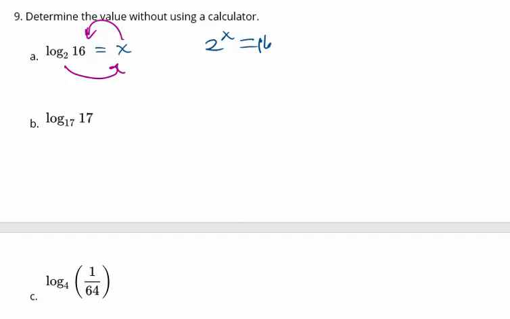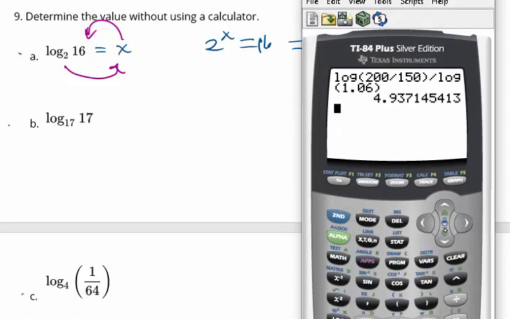And I just think about our powers of 2. So 2 to the second is 4, 2 to the third is 8, 2 to the fourth is 16, so that must mean that x is 4. Okay, so our answer is just 4. You can use a similar idea for these others, so I won't go through every single one, but another option is to double check yourself on your calculator. And so everybody should be able to use this change of base formula. So log of 16, and then divide by log of 2, and hit enter, and there's our answer.